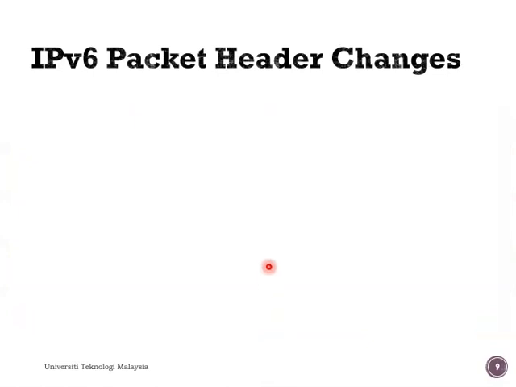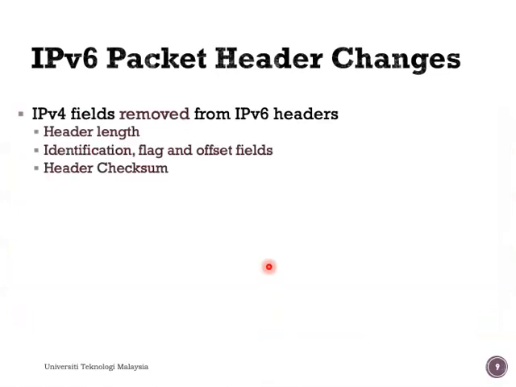So the header changes in IPv6. For example, there are some fields that exist in IPv4 but have been removed in IPv6: header length, identification, flag and offset fields, and header checksum. Header length is eliminated because the length of the header is fixed in this version, so we don't need this header length.